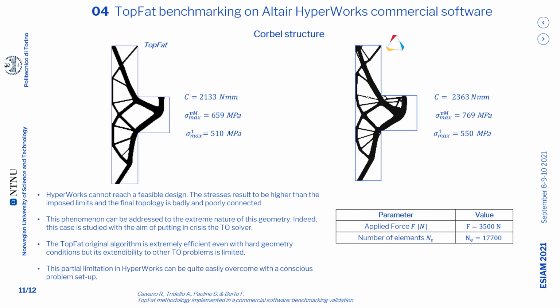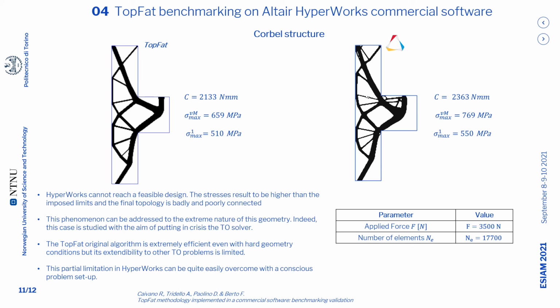Lastly, as for the corvette beam, the result obtained using TopFat is reported on the left, whereas the result obtained using HyperWorks is reported on the right. The force in this case has an intensity of 3,500 newtons, and it is applied downward on the right upper corner. 17,700 second-order elements have been used.